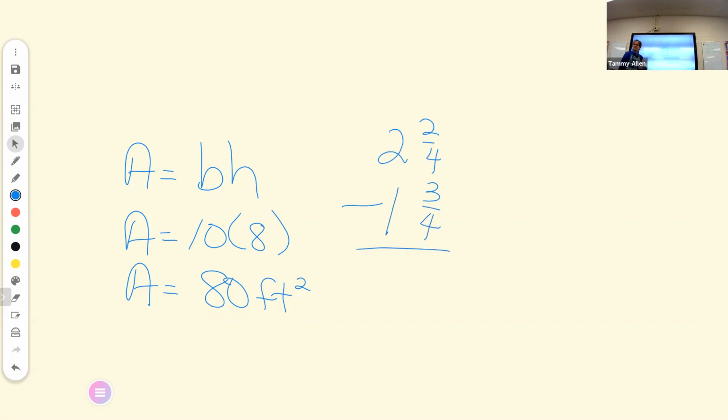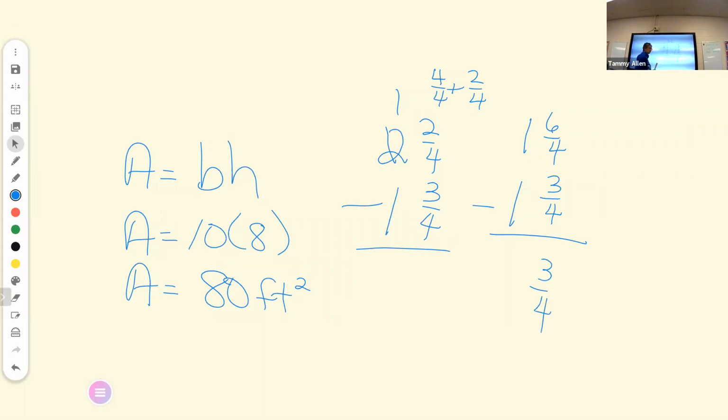What did we have to do at that point? Can we subtract 3/4 from 2/4? No, so we need to borrow. When we borrow, what do we have? One whole equals 4/4 plus 2/4, which equals 1 6/4. So 1 6/4 minus 1 3/4 leaves us with what? 3/4. Questions on that one?